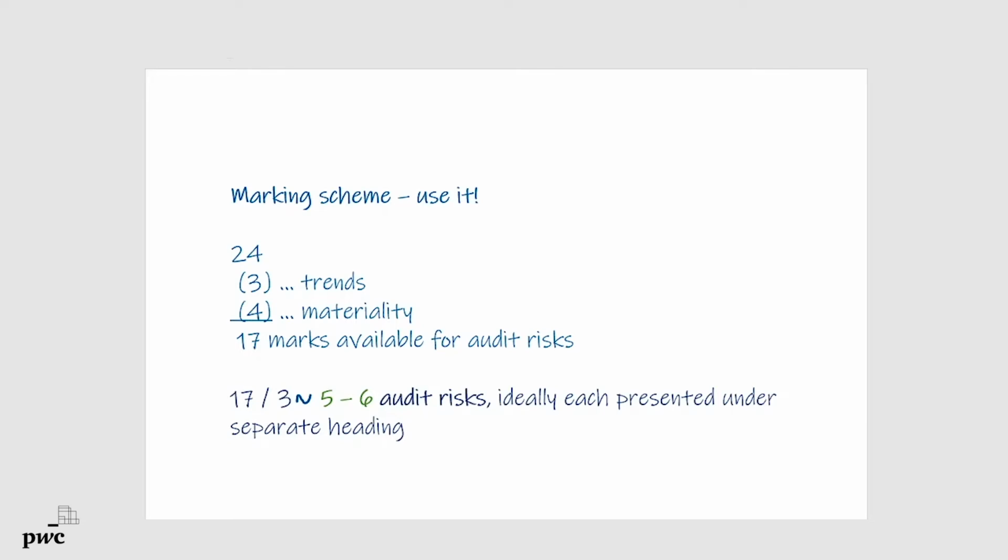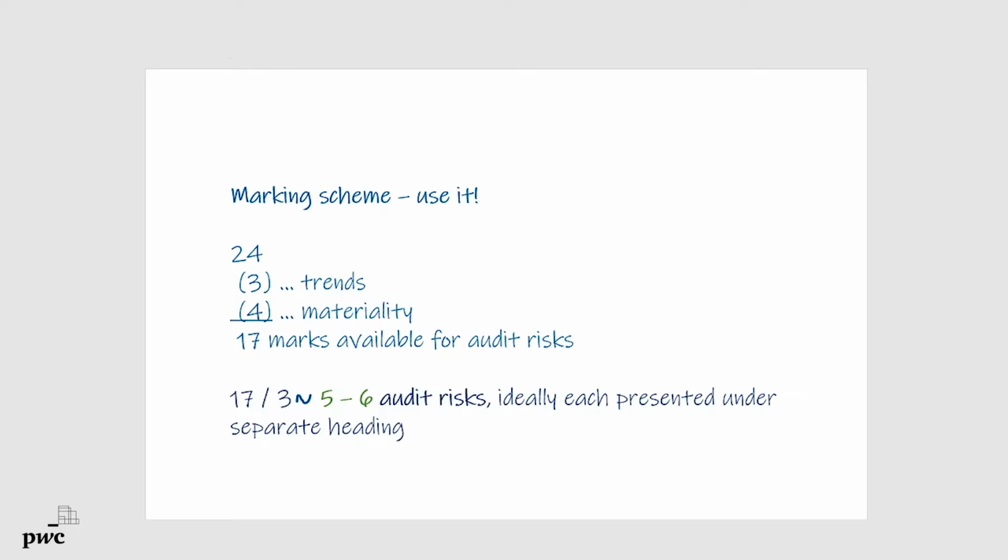Each audit risk, well explained, is worth 3 marks. So 17 over 3 means that we should bring 5 to 6 audit risks. Our answer should ideally include 5 to 6 well-explained audit risks supported by materiality and trend calculations, each risk presented under a separate heading.